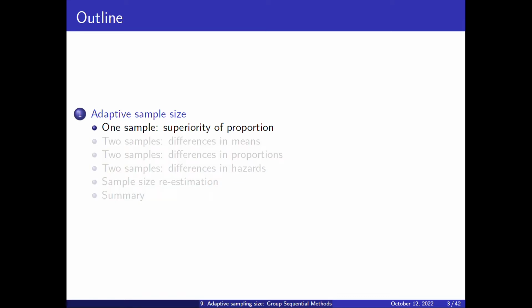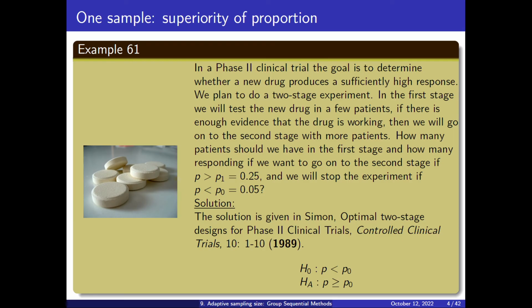So the first group is the superiority of a proportion. So let's say that you are in a phase 2 clinical trial whose goal is to determine whether a new drug produces a sufficiently high response. And we plan to do a two-stage experiment. So we will divide the individuals in two parts, and then after the first part, we will take a decision. The first mini experiment, we will take a decision whether to go on with the experiment or not.